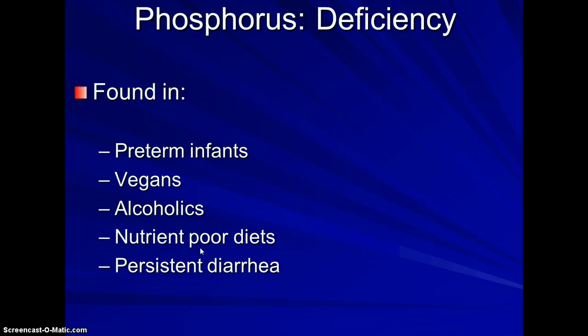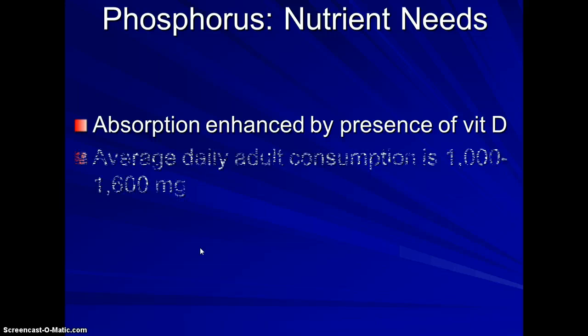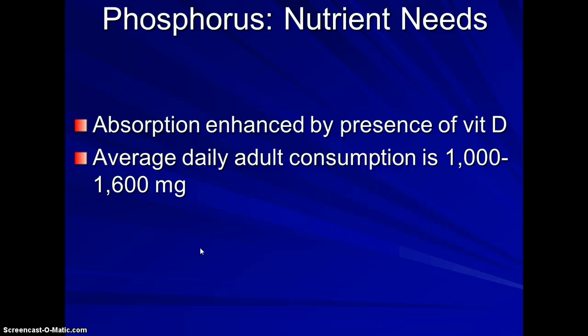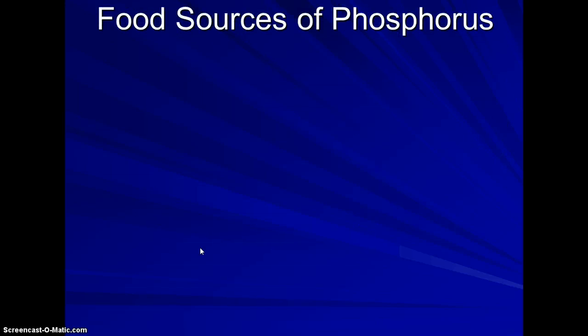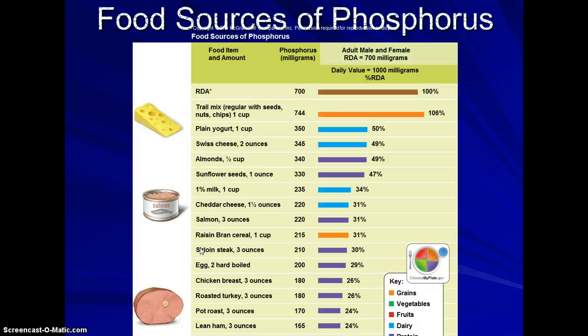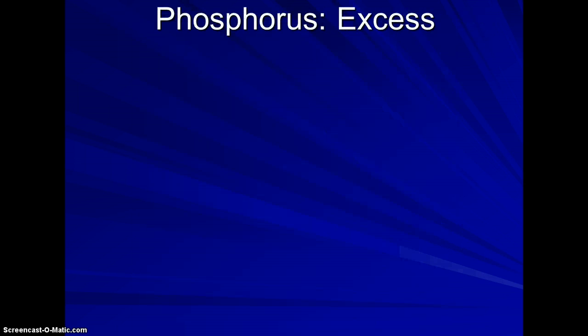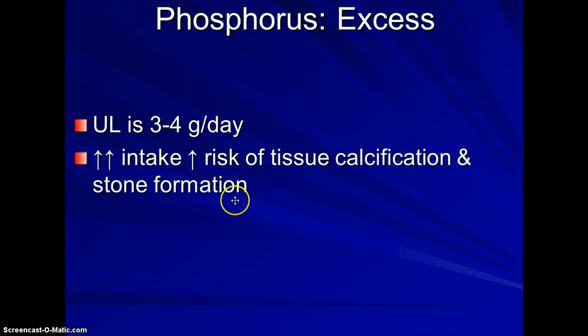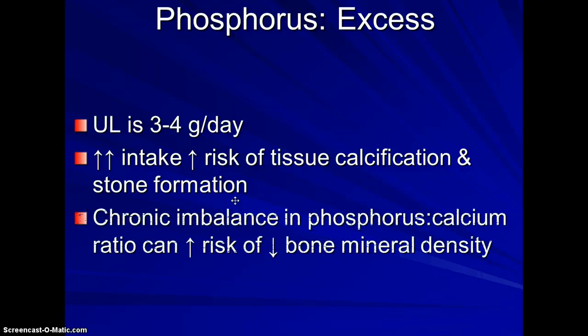When do we see phosphorus deficiencies? Sometimes we see it in preterm infants, vegans, alcoholics. And with phosphorus, adult consumption usually meets the needs. It's in so many different foods, we really don't worry about people getting adequate phosphorus. We do worry about people getting too much phosphorus because that high intake can lead to tissue calcification, and that upper limit is like 3 to 4 grams a day.